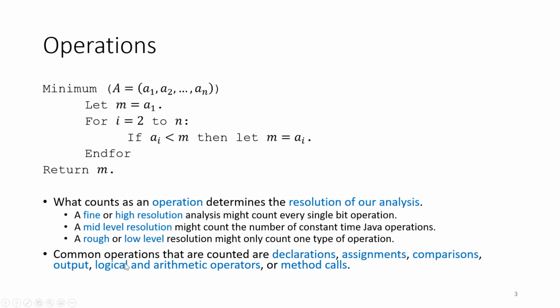All of those are logical operators. Those are operations we should count. And then method calls. Well, here I'm going to assume this is a method or a procedure that we're calling, and so entering it we'll assume is going to take an operation. So we can actually go through and maybe count those operations if we like.